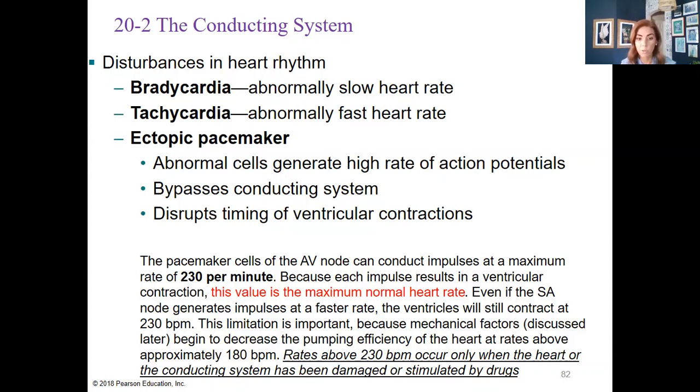Now, the normal maximum heart rate is 230 beats per minute, and that's because of the AV node. So even if the SA node can go faster, the AV node, remember, has that little delay. So you're not going to see anything above 230 beats per minute in a normal heart. This is going to be a pathological condition where either something has gone wrong inside of the heart or somebody is on drugs, things of that nature, okay?